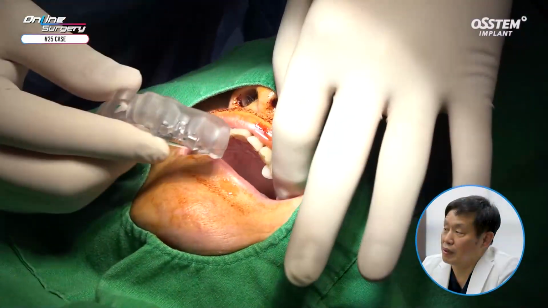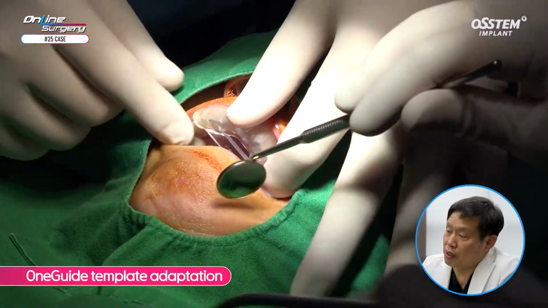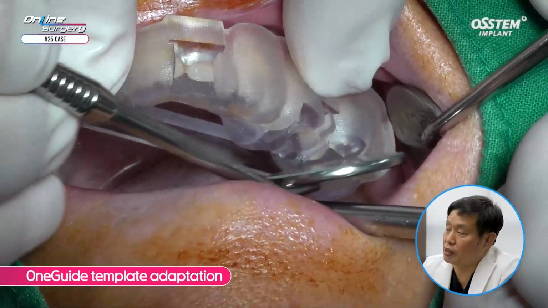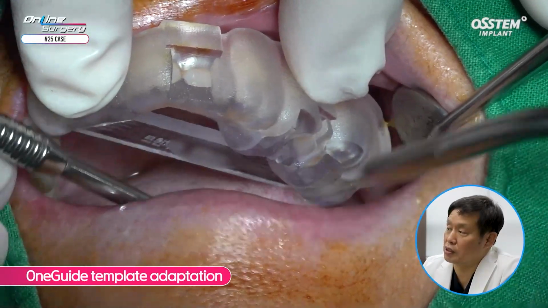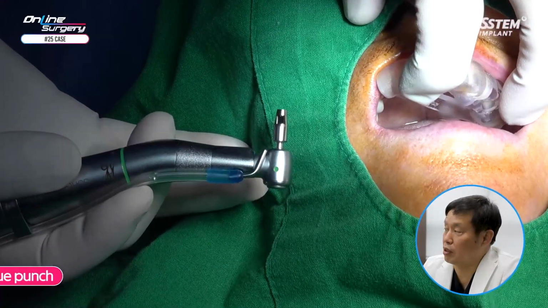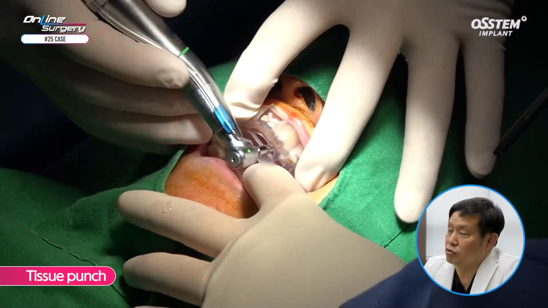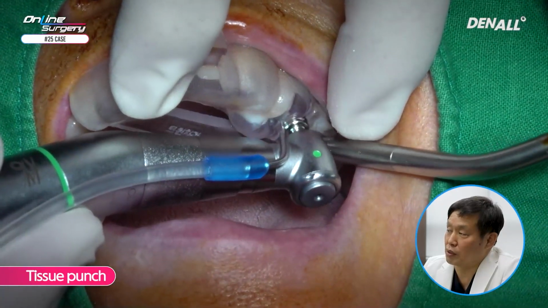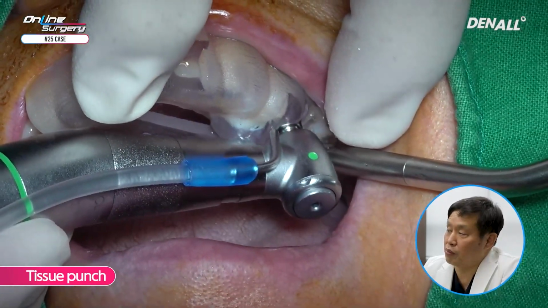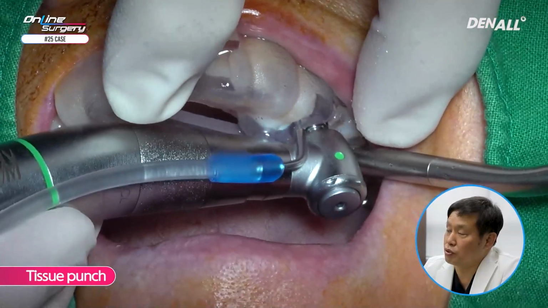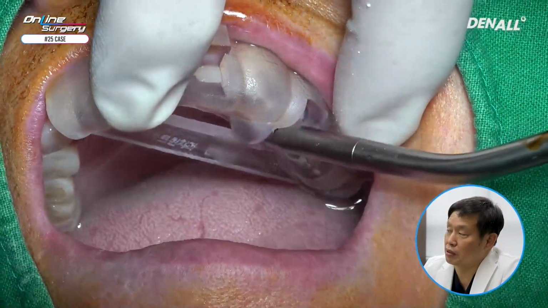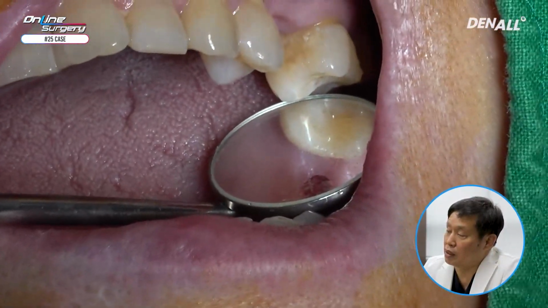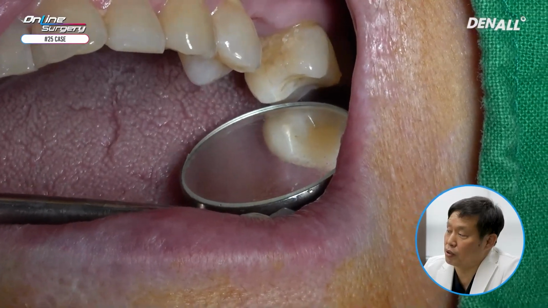Ossguide template is adapted to check whether it fits properly. Distal side is checked, and you can see it has been nicely adapted. Tissue punch is used to remove overriding mucosa. This does not have a stopper, so you can do it sufficiently deeply to remove the mucosa. Template is removed. I'm checking whether tissue has been properly removed. Template is being positioned once again.